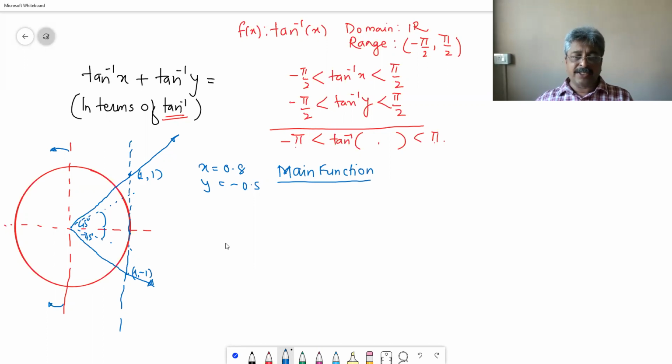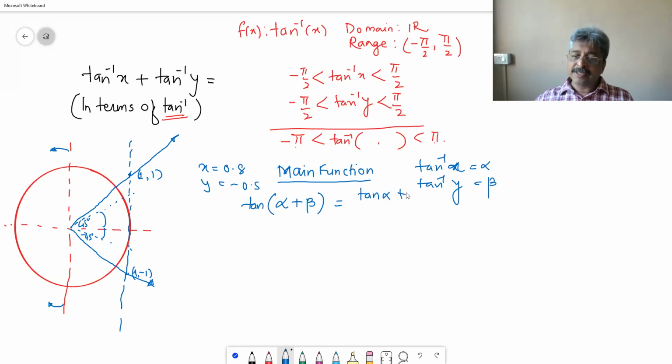The total angle is x. Let us consider tan inverse of x is equal to alpha. Tan inverse of y is equal to beta. Suppose these are the two angles. So what is being given in LHS? In LHS you have been given alpha plus beta. Okay. So suppose we take tan of alpha plus beta, then we get tan alpha plus tan beta divided by 1 minus tan alpha tan beta. Correct? You all have done these calculations, therefore I am doing it a little fast.